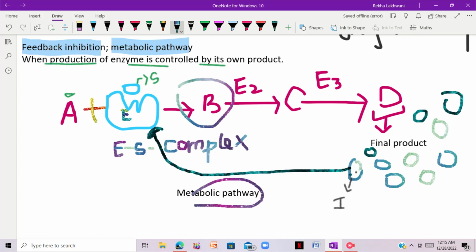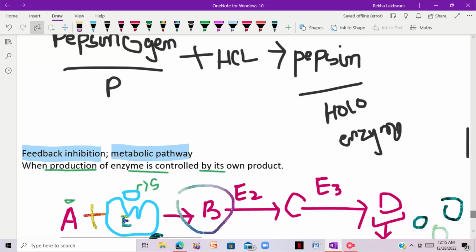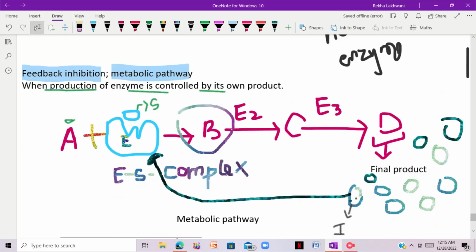Now let's read the definition again, which is: when the production of the enzyme is controlled by its own product, right? So the production of the enzyme is controlled by its own product. Obviously, the final product is controlling its reactivity. So basically this is known as feedback inhibition.